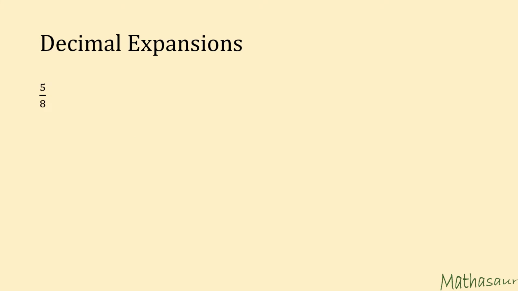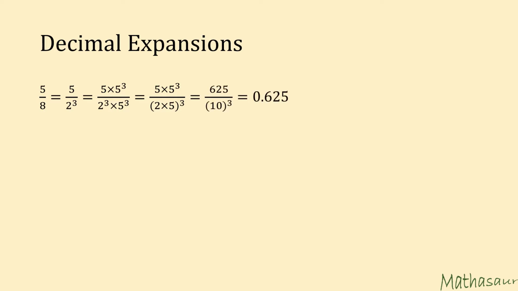Now let us look at the decimal expansions of these rational numbers. Let us look at 5 upon 8. We see that the denominator is 2 cube. Let us multiply both the numerator and denominator by 5 cube. We are using this trick so that we get a 10 cube in the denominator. And we get the decimal expansion as 0.625. It is a terminating decimal.